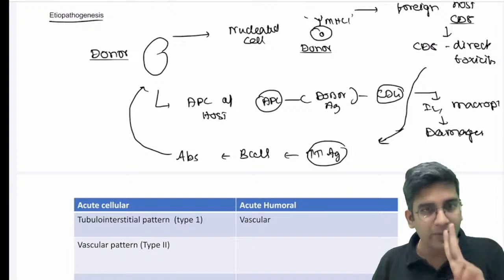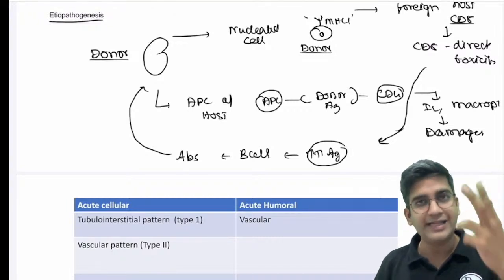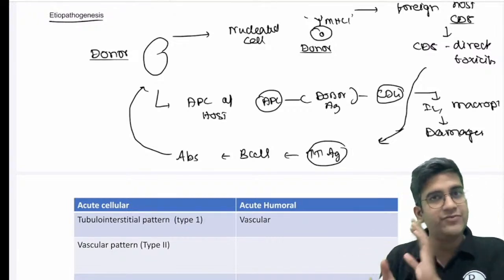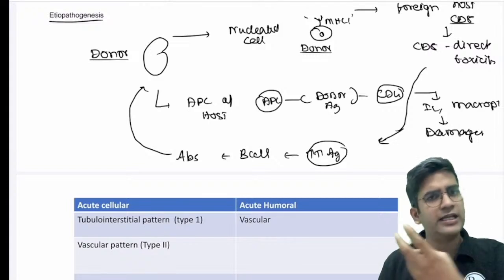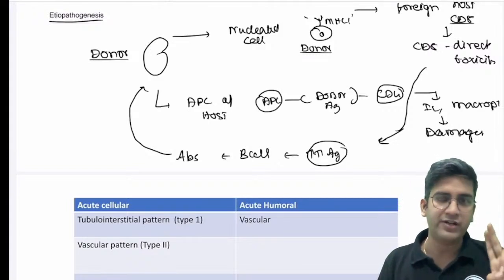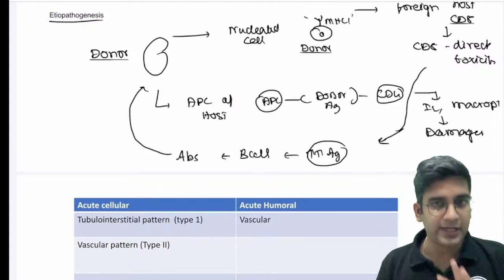So two things, only T cell and B cell. T cell acts as CD8 or CD4, and once CD8 and CD4 destroy, circulating antigens will definitely come. B cell produces antibodies to them and definitely will kill the graft, right? This is the mechanism of acute graft rejection.